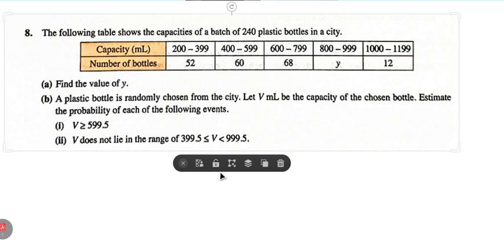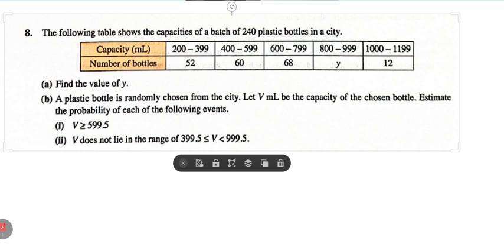For 400 to 599, that's 60. 600 to 799, that's 68. And for 800 to 999, that's y. And in the table here, 1000 to 1199. So here, the first question is that we need to find out the value for y.